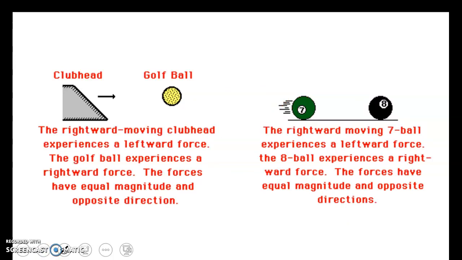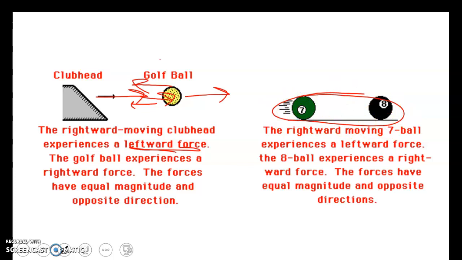Okay, we have a golf ball sitting still. We have a golf club moving in this direction, and it hits it. As it hits the ball, there's a little bit of recoil, and that's that leftward force that the club head gets. The golf ball experiences a rightward force. We know both these forces are equal. They have the same magnitude, just in opposite direction. So the force that the ball puts on the golf club is equal to the one that the golf club puts on the ball.